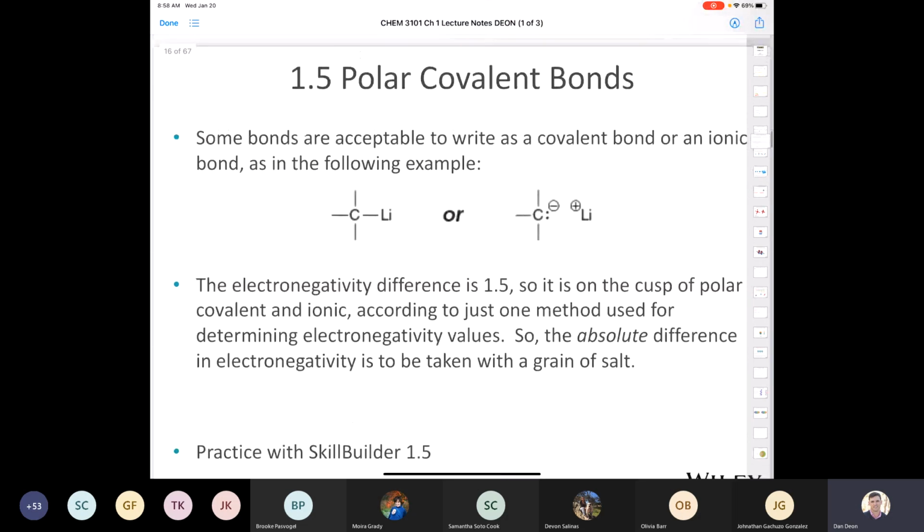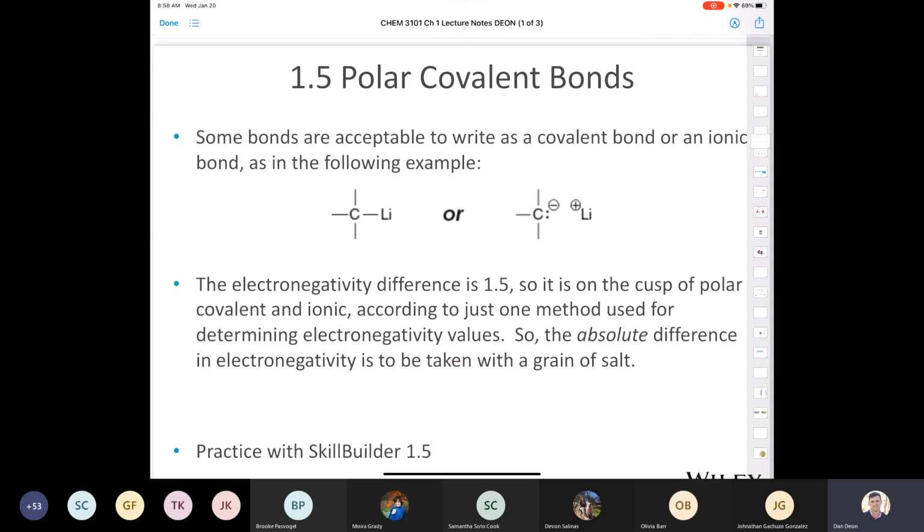It's this right here. It says some bonds, and this is where students are like, organic chemistry. Some bonds are acceptable to write as a covalent or an ionic bond, depending on the case. Again, between carbon and lithium, the delta EN is 1.5. It's on the cusp, somewhere in the gray area. You're like, oh, come on, don't give me gray areas, Mr. Deon. I want cut and dry. Give me the rules.